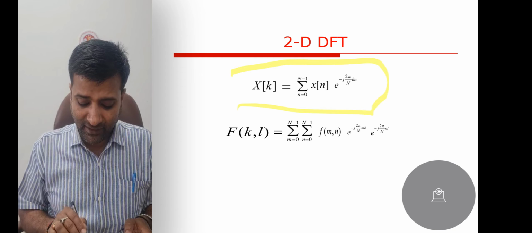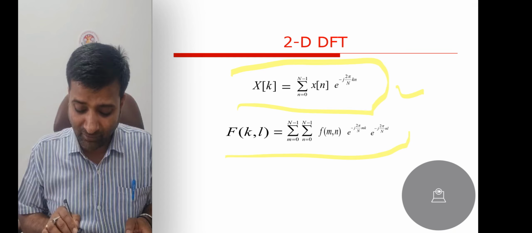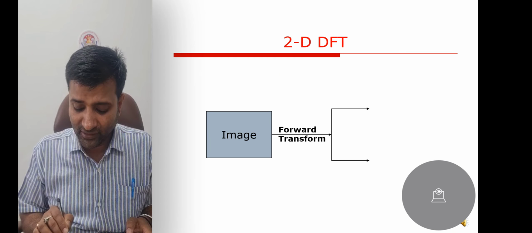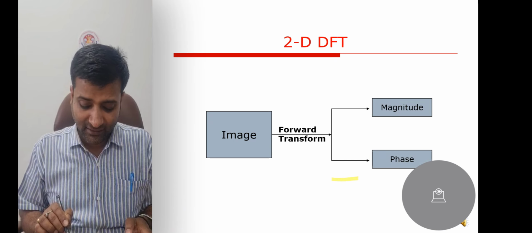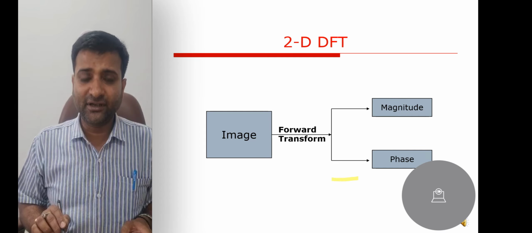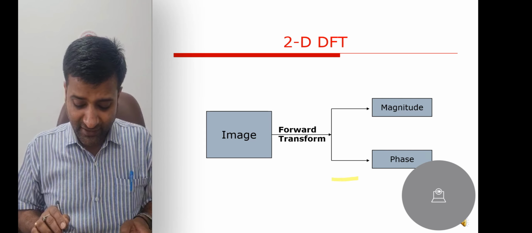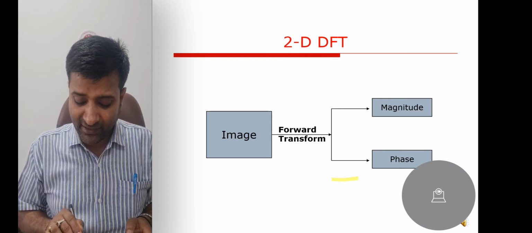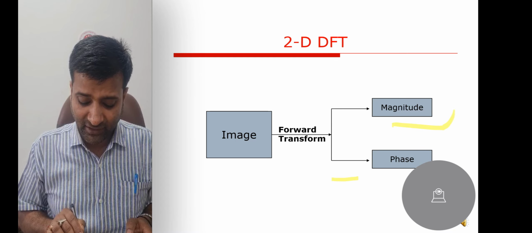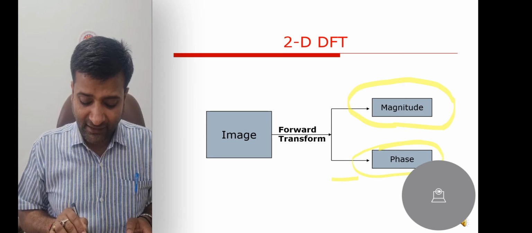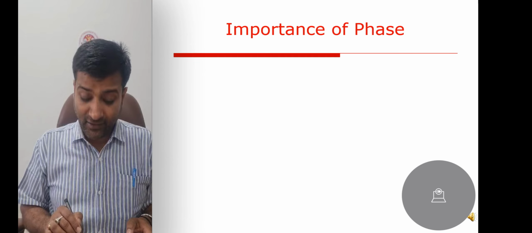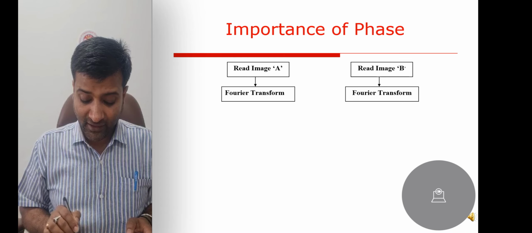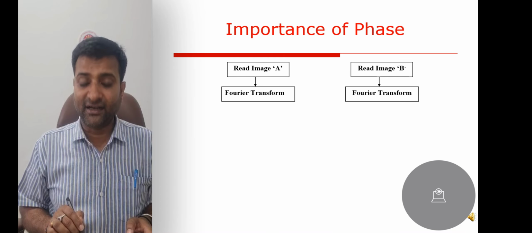This is an example of a two-dimensional Fourier transform: take an image as a signal, take the forward transform, and compute the magnitude and phase characteristics of the image. Then we can see the importance of the Fourier transform in calculating the phase characteristics of a given image. Take image A and image B, take the Fourier transform of image A, find its magnitude and phase, and take the inverse of this Fourier transform to get back a reconstructed image A.